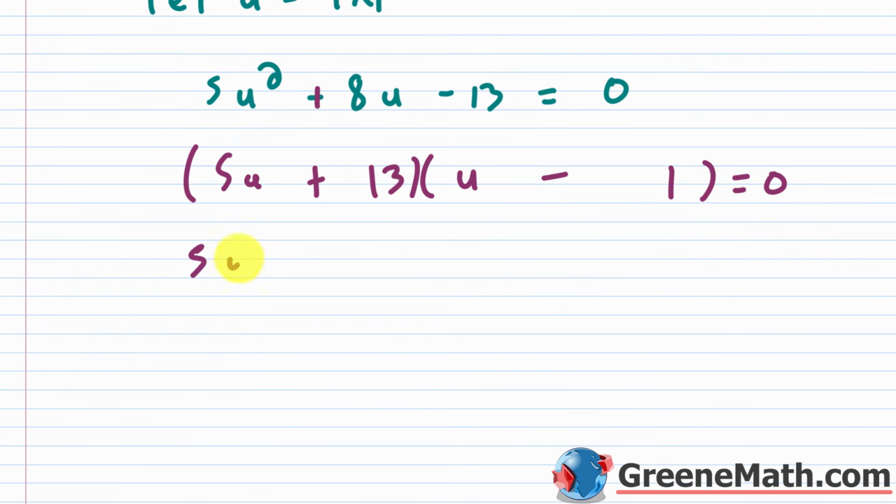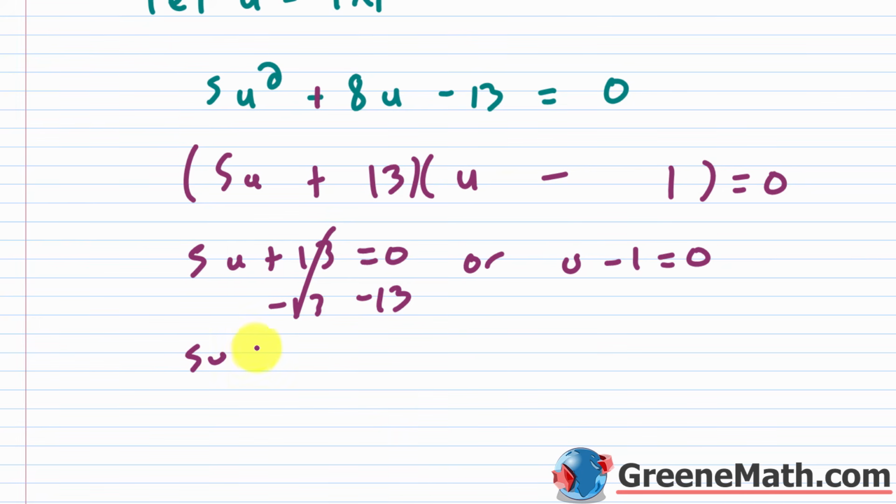So we would say 5u plus 13 is equal to 0. Then or u minus 1 is equal to 0. So here let's subtract 13 away from each side. This cancels. You get 5u is equal to negative 13. Divide both sides by 5. And you get u is equal to negative 13 over 5.